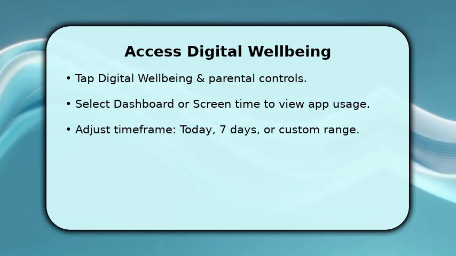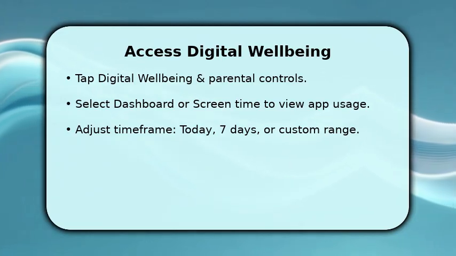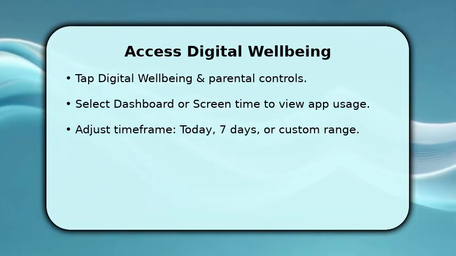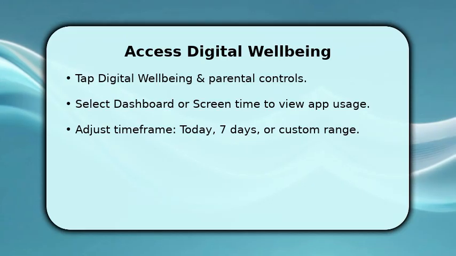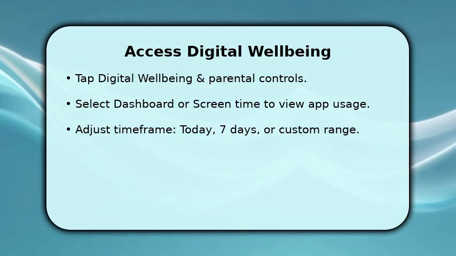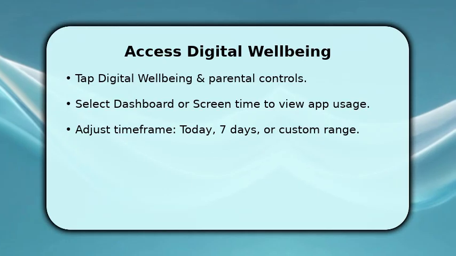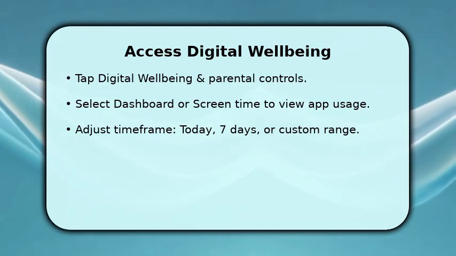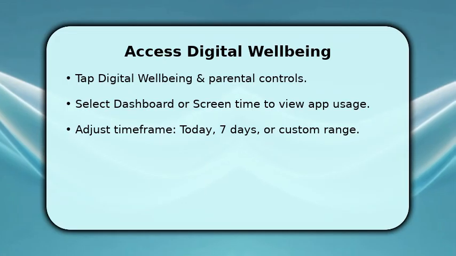Make sure to change the time frame if you want a 7-day trend versus just today, because that shifts the data aggregation. As you explore, note the screen unlock count and notification totals. Those help explain spikes. If you need limits, I'll show how to set them next.